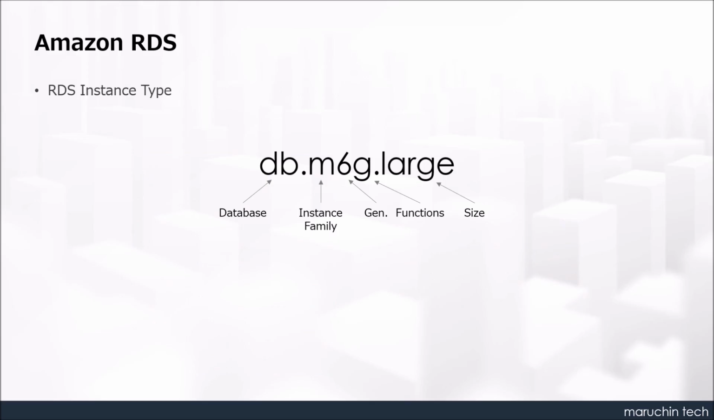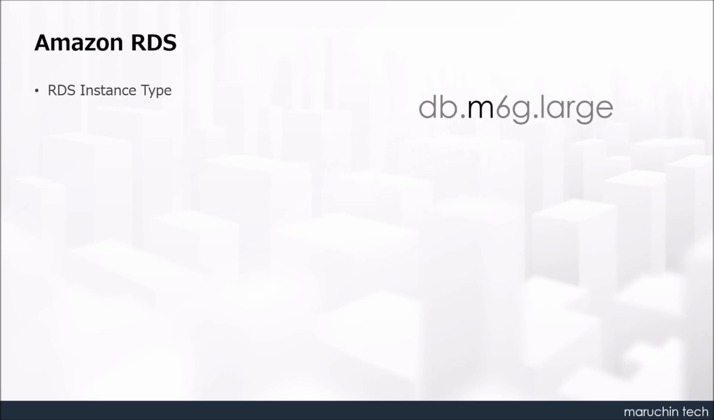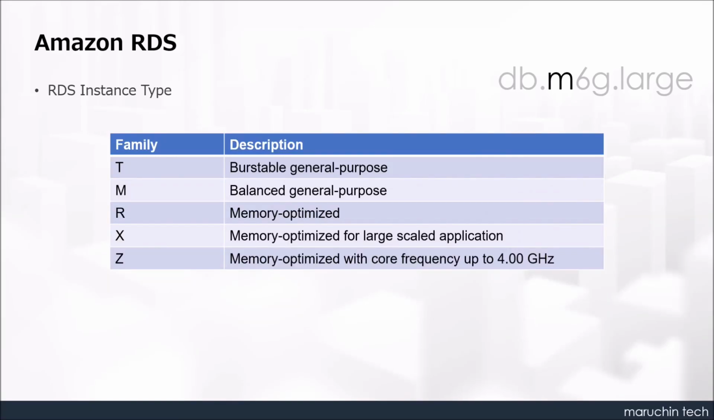I'm going to introduce the elements of RDS. It offers multiple instance types like other computing services. Here is an example of the instance type notation. This table shows the instance families. Instance families are categorized into general purpose and memory optimized types.